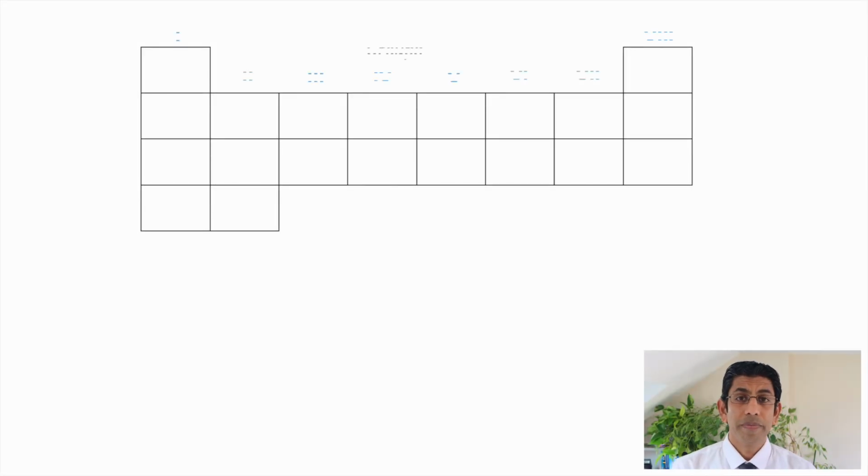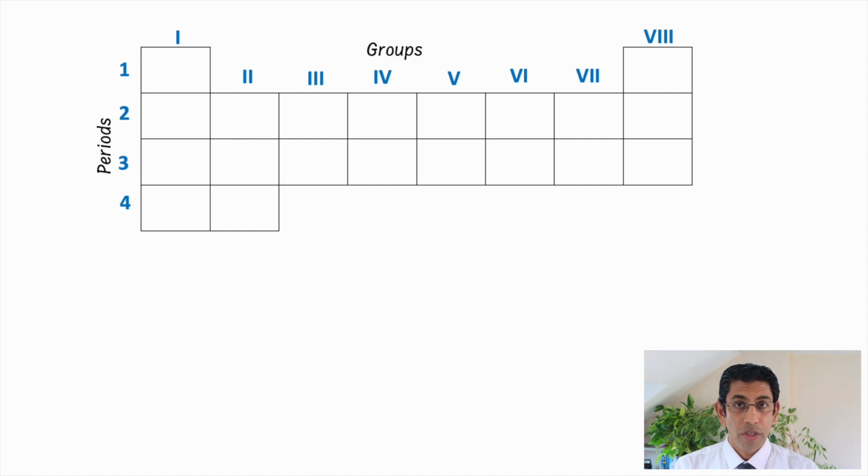Like any other table, the periodic table is also arranged in rows and columns. The columns of the periodic table are called groups. We have group 1 to group 8. Sometimes group 8 is also called group 0. The rows are called periods. In the periodic table, elements are arranged in the order of atomic number. So the first element has the atomic number 1. The 15th element has atomic number 15.